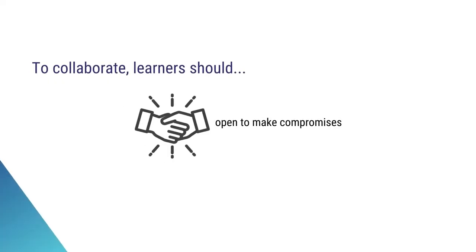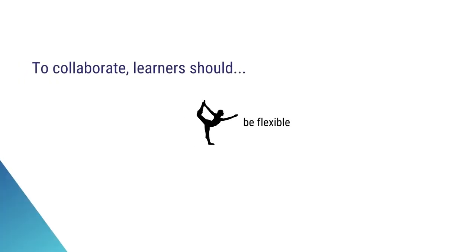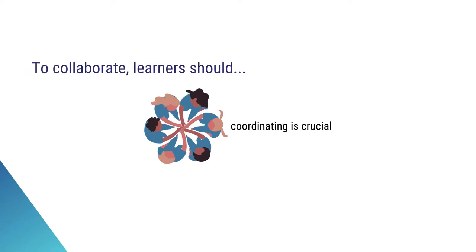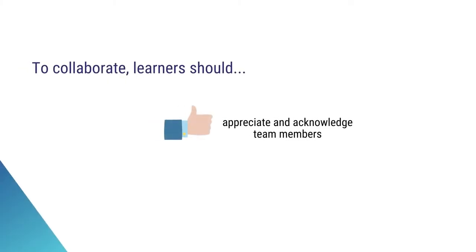Next, the individual must be able to make the necessary compromises according to the needs of the team in order to achieve a common goal. Personal commitments should not be given priority over the team's common goal. Being flexible is very important to perform better in a team. The individuals must be able to assume personal responsibilities within the team. Coordinating with others is very crucial to bring out a positive output. One must be able to acknowledge and appreciate the efforts of the other members in the team.